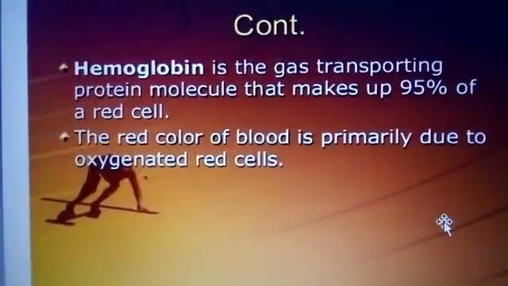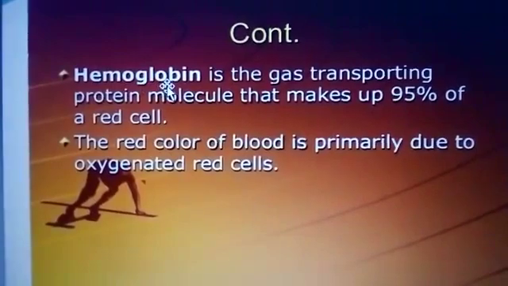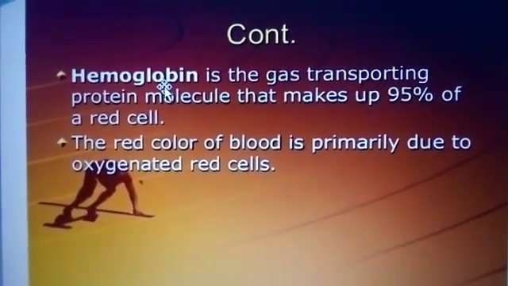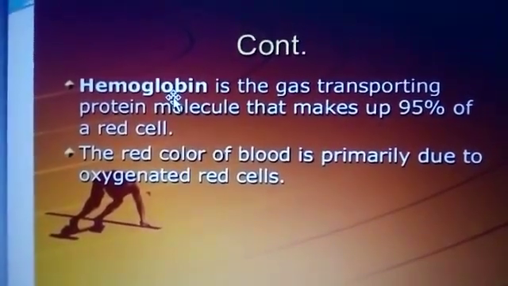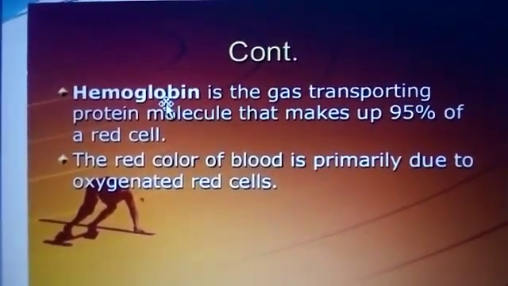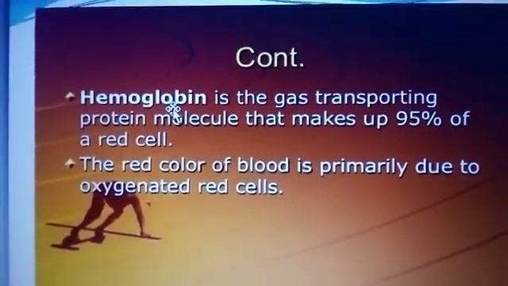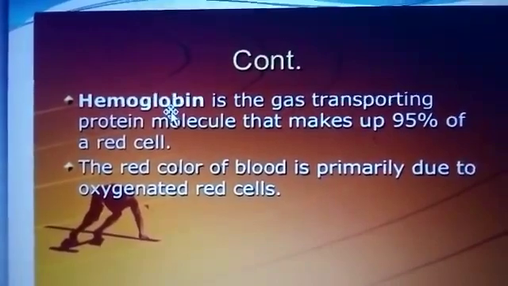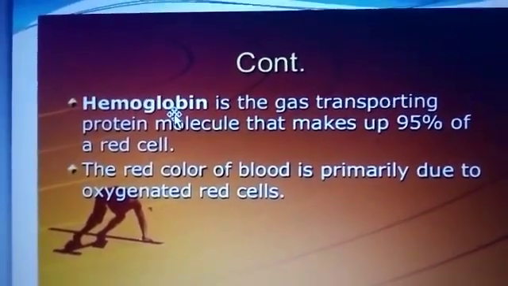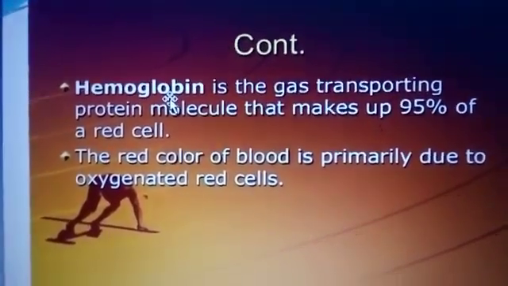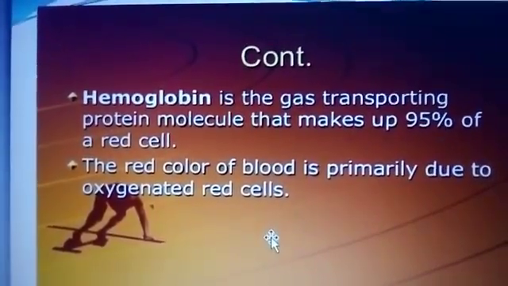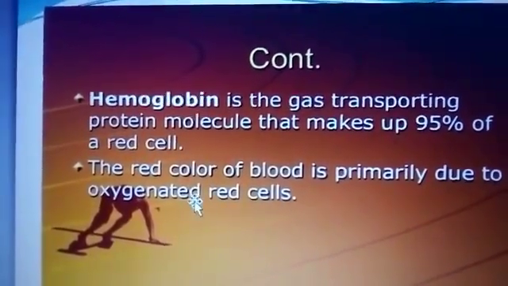Next is hemoglobin. It is the pigment which gives red color to the blood, and it contains iron. Hemoglobin has an affinity for the oxygen molecule, or the iron can combine with the oxygen molecule. That is the reason the hemoglobin in the blood transports oxygen. Because of the oxygenated molecules, red blood cells have a bright red color.